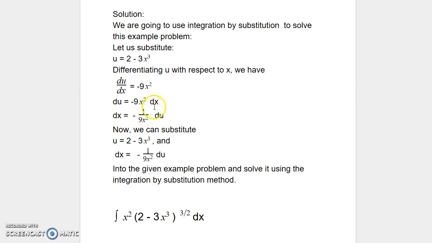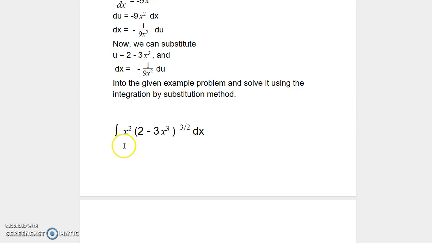And therefore, if I want to express it in terms of dx, I can write this one as minus 1 over 9x squared du. Now we can substitute u as equal to 2 minus 3x cubed and then dx as minus 1 over 9x squared du into the given example problem and solve it using integration by substitution method. So the given problem we have is the integral of x squared times 2 minus 3x cubed, the whole thing raised to the power of 3 over 2 dx.